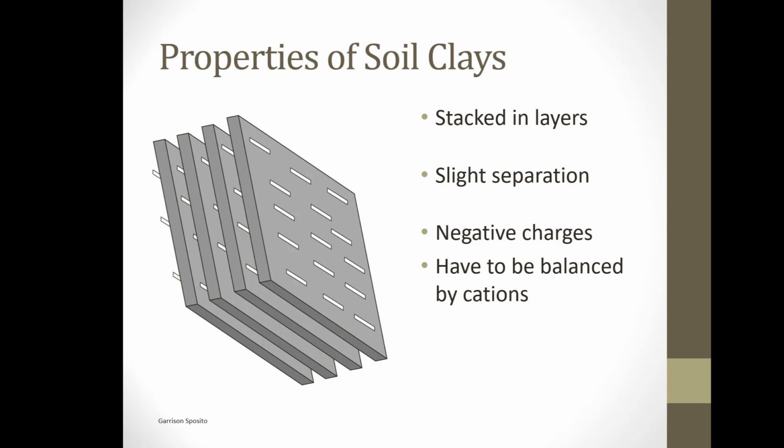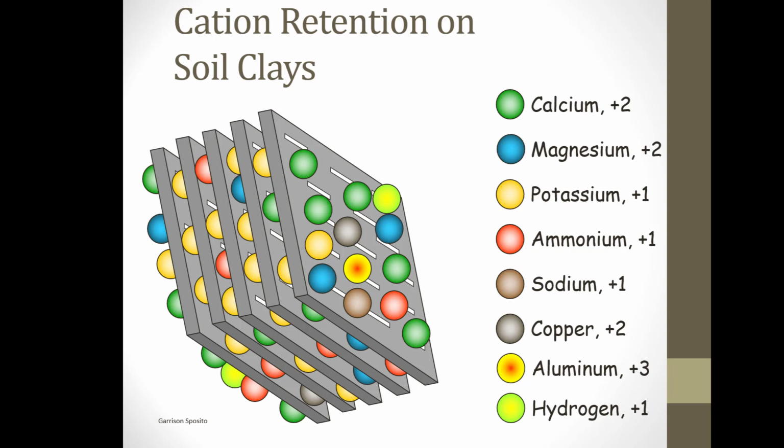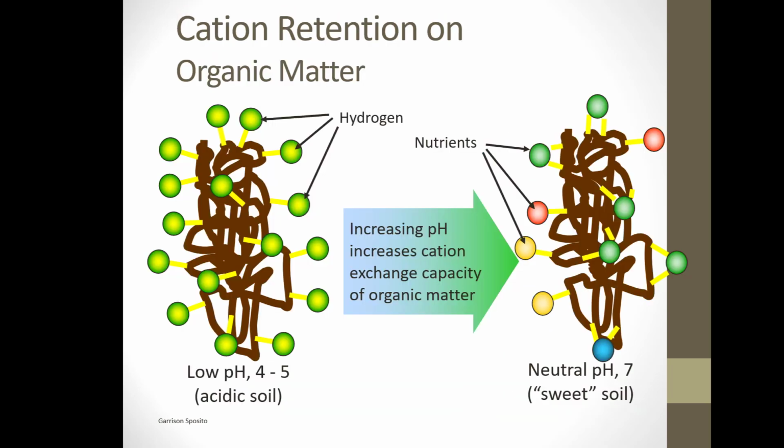So soil clays are stacked in layers, there's a slight separation, they're negatively charged, and they have to be balanced by cations. So here's some of the cation retention on soil clays. pH is important too, because if you look at this low pH on the left, only hydrogen is being retained, and really what you want is to retain some of the nutrients. So you definitely need to increase the pH if you want more nutrients available to the plants.